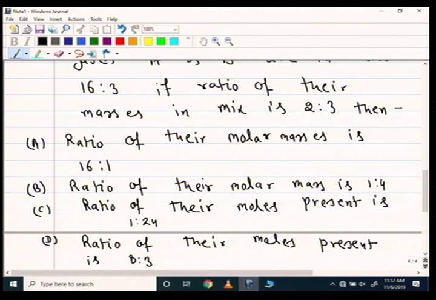Guys, read the question carefully and step by step proceed with the question. See, you have two different options. One is for the molar mass, another one is for the moles. Okay? So you have to check out. I'll suggest go with molar masses first and then with the next.